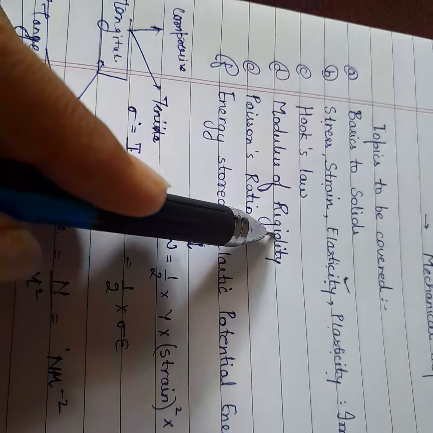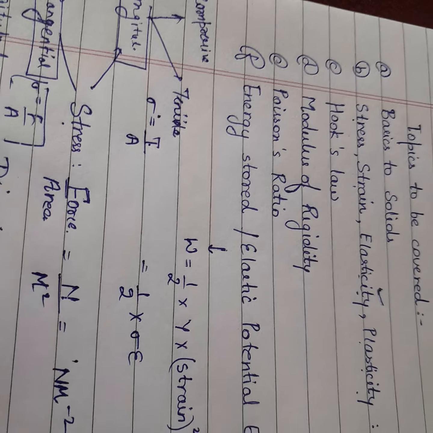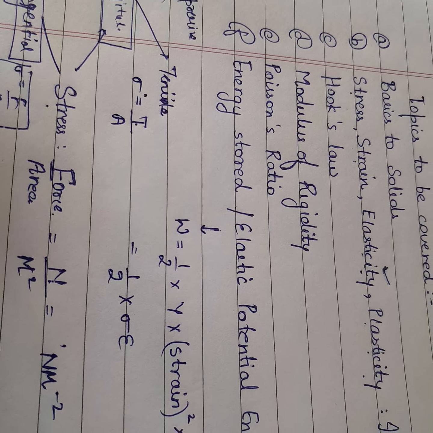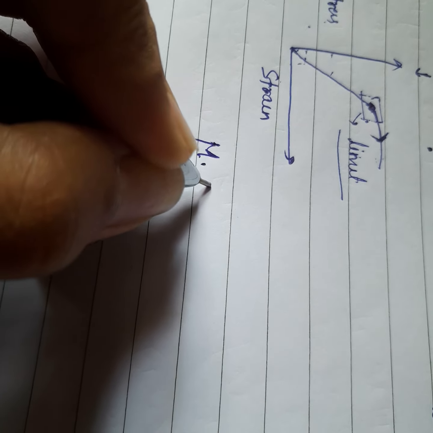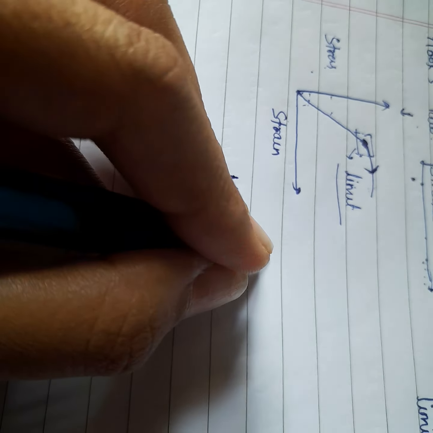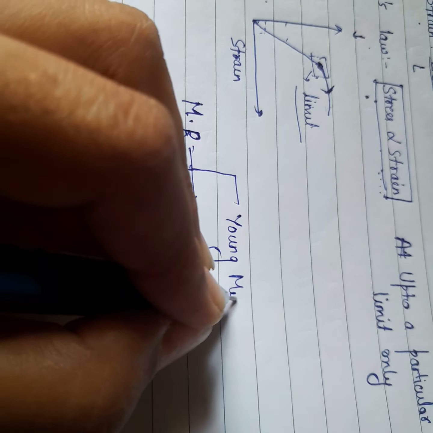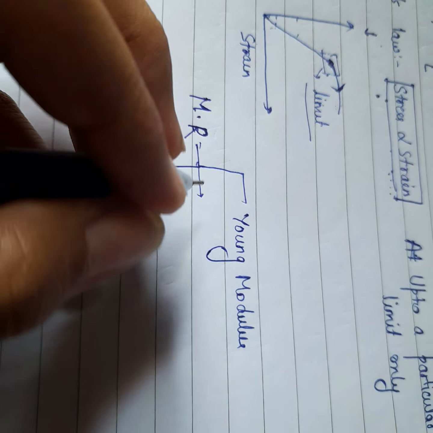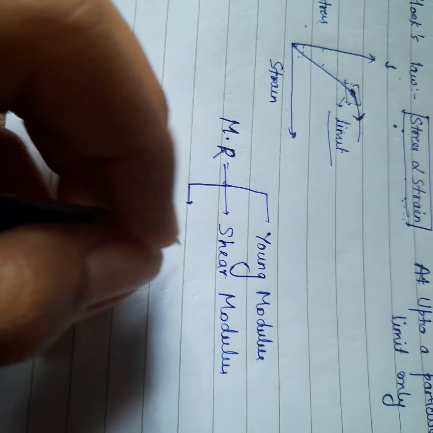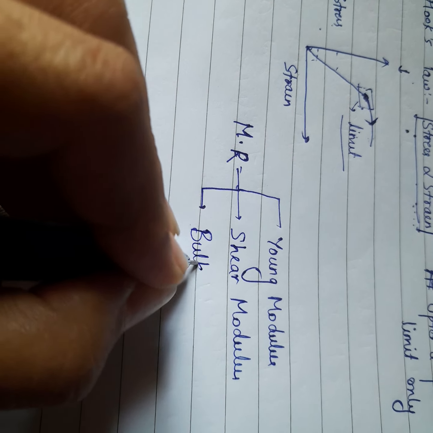Then moving on to the next topic, modulus of rigidity. What is modulus of rigidity? We'll say modulus of rigidity, or also modulus of elasticity. It is majorly of three types, right? First is Young modulus, second is shear modulus, and third is bulk modulus.